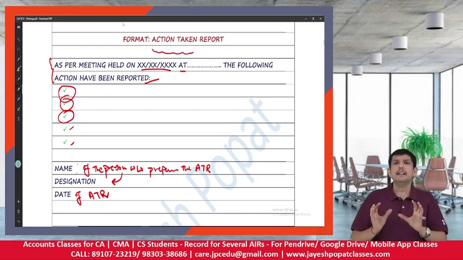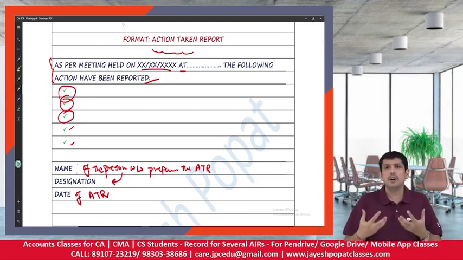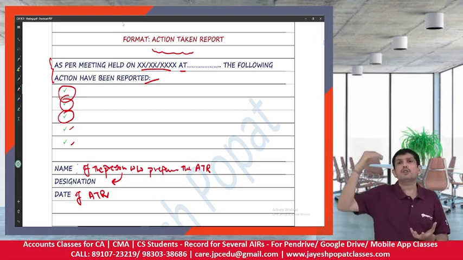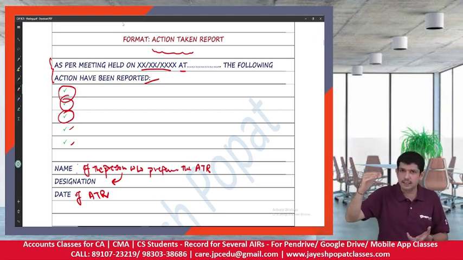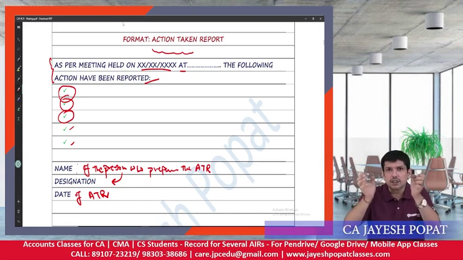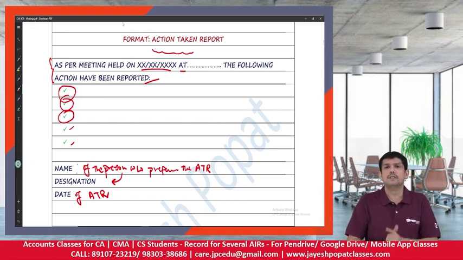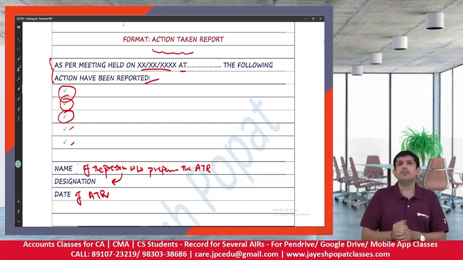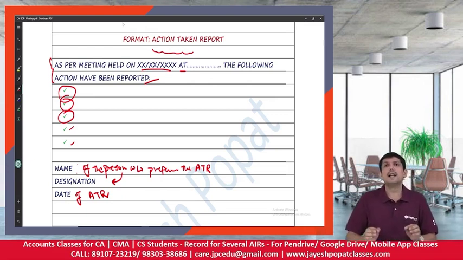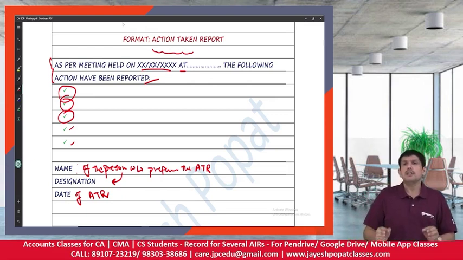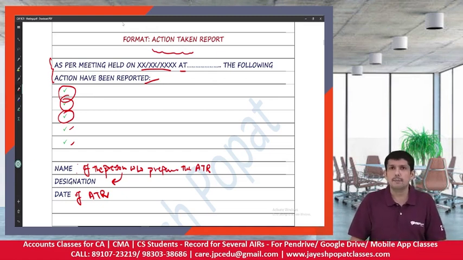So it's basically your imagination of what should be discussed at the meeting if it is the agenda, what discussions took place at the meeting if it is the minutes of the meeting, and what action should have emanated after the meeting was over, within the period of time, then that is your action taken report. So I hope all of you have understood the formats and the meaning and the purpose for which all of these reports are prepared.